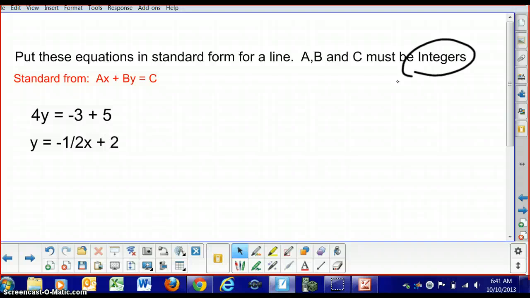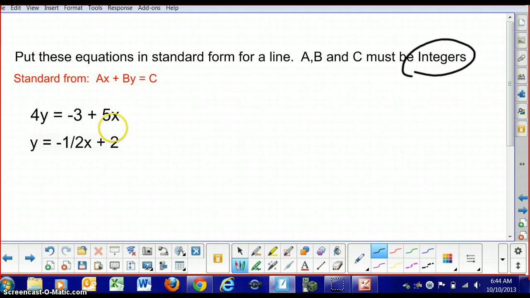Alright, take a minute here and put these equations into standard form. You're probably wondering how that x just jumped in there. That was my mistake. I put it in, so ready, go. Put this into standard form. Okay, here's what it should look like.